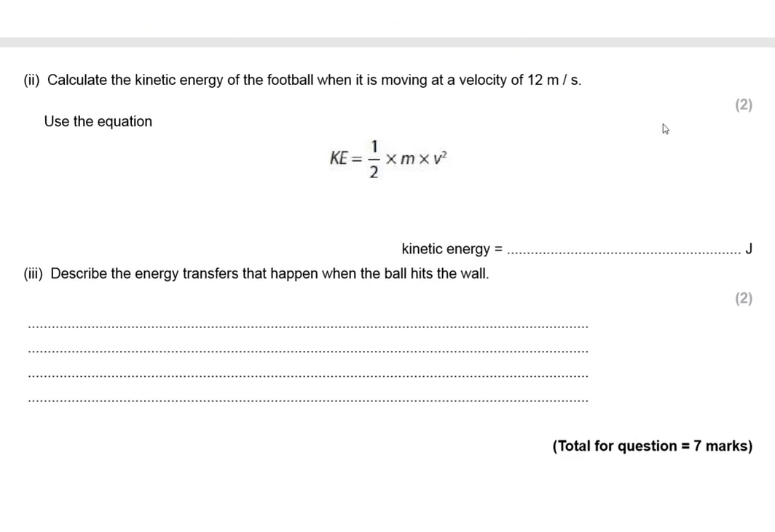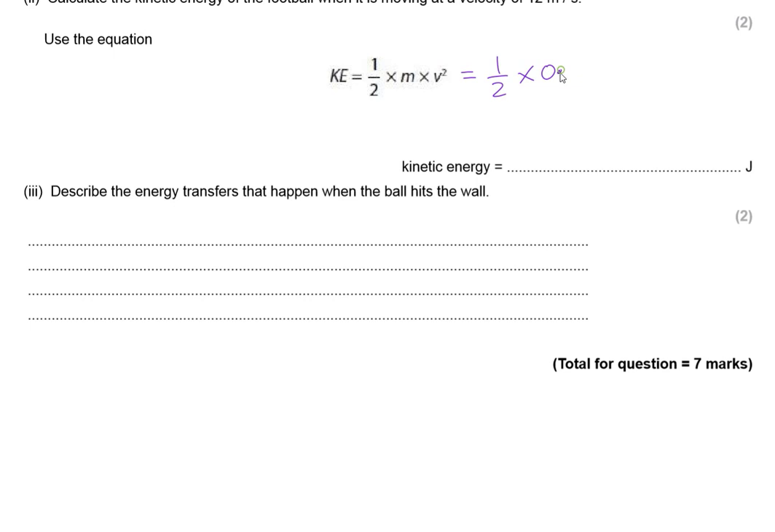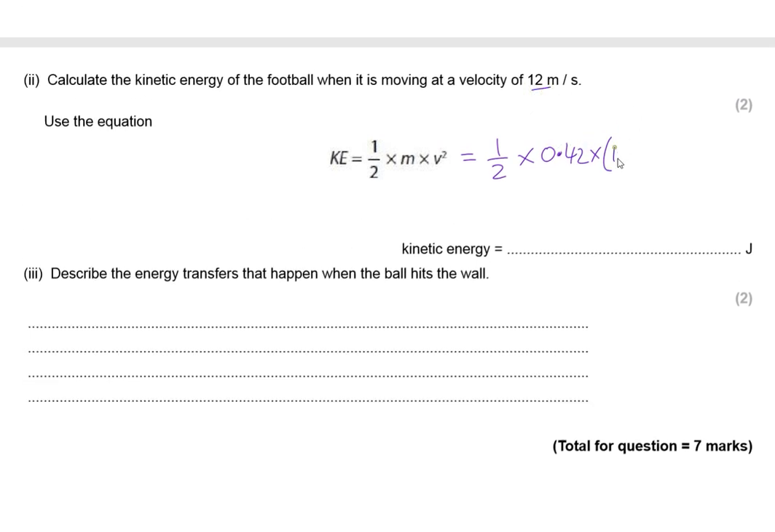Alright, so this one's easy as well. Work out the kinetic energy. Half times the mass. The mass of the ball is given to us here, so 0.4 there. Velocity we know it's 12. Now remember, it's velocity squared. There's a square there, so we need to square this. So therefore, the answer that we get is going to be what? Okay, so here is the answer.